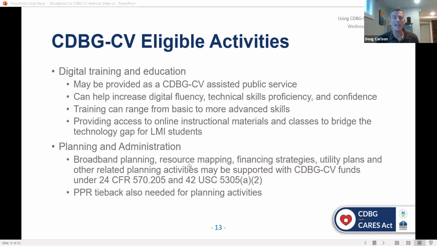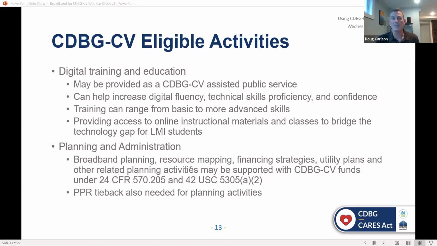So you can do some planning activities related to broadband with CDBG-CV, but it's important to remember, just like with all of the other eligible activities categories that I have gone through, that you have to have the PPR tied back for planning activities as well. In other words, you have to justify the need for the planning activity with respect to your approach to responding to, preparing for, preventing coronavirus.